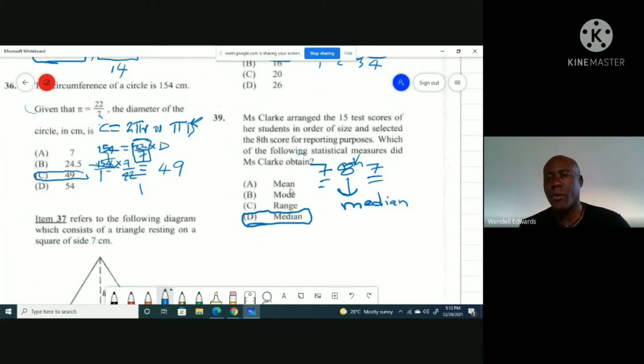And if you notice, they were arranged in size here, whether it's ascending or descending order, and then selecting the middle term there, that's the median you're looking at.